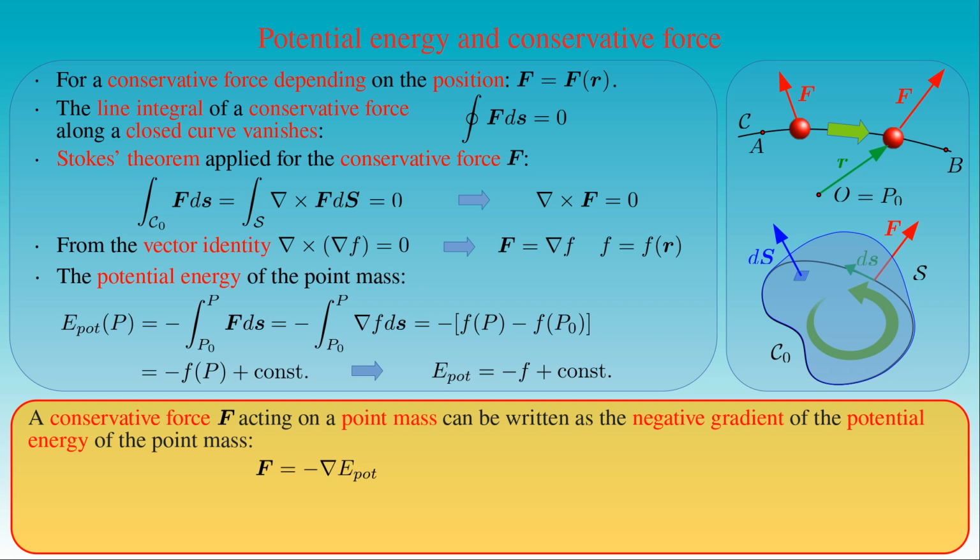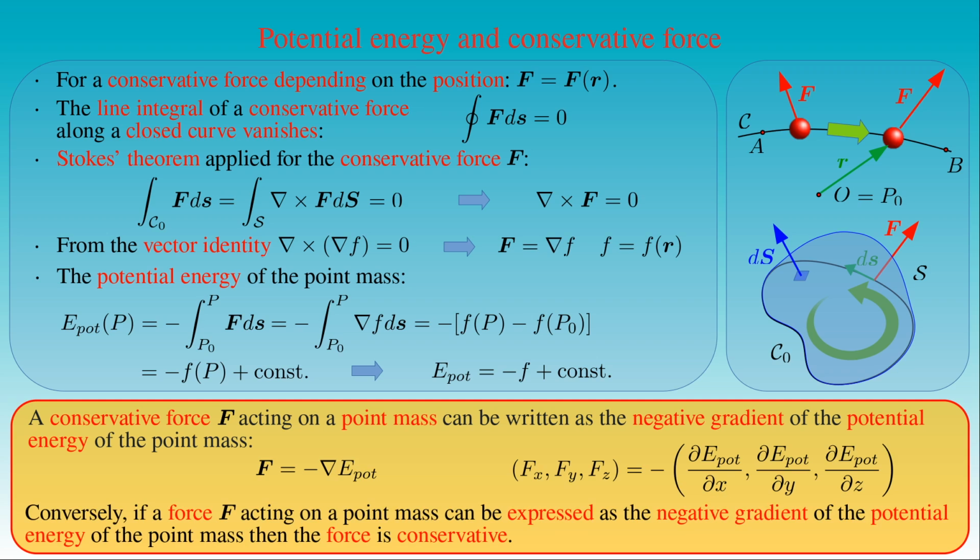If we attach a Cartesian coordinate system to the frame of reference, the Cartesian components of the force F are equal to minus the partial derivatives of the potential energy with respect to the corresponding coordinates. Conversely, if there exists a scalar function such that the force F is given by the negative gradient of the function, then the force F is conservative, and the function represents the potential energy of an arbitrary point-like body accelerated by the force.